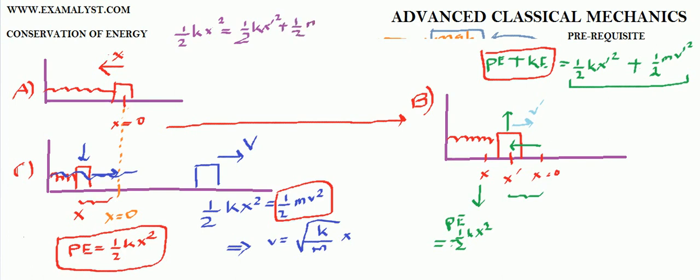Then what happens? Then the mass crosses the equilibrium position and gets completely detached from the spring, like it happened here. So when the mass gets completely detached from the spring, there is only one energy, your kinetic energy, because the spring is no more in action. So what is the total energy? The total energy is half mv square.